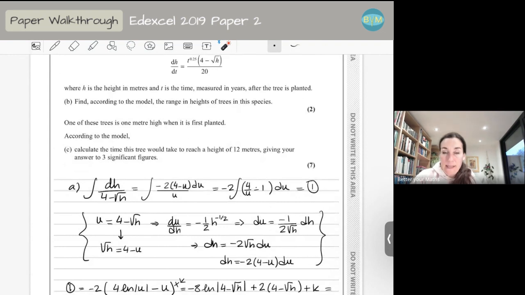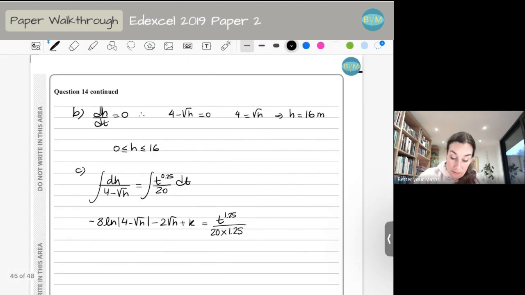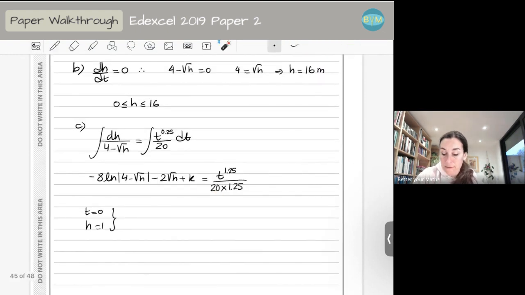They don't really ask us to find a nice expression or an expression in a particular way, so don't overcomplicate it. They are asking you to find the height of the tree, so we just really need to substitute, but we need to find k, and the way of finding k is with this line. It says one of these trees is 1 meter high when it was planted. So when t was 0, the height was 1 meter.